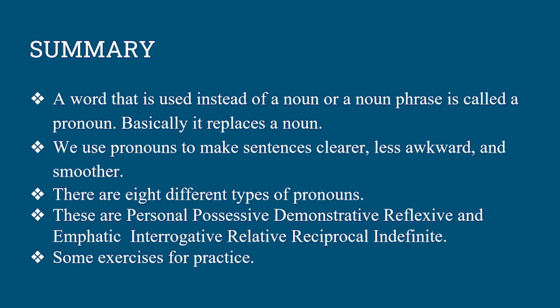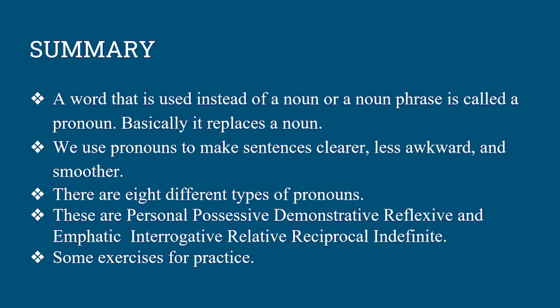Then we came to the different types of pronouns, which were personal, possessive, demonstrative, reflexive and emphatic, interrogative, relative, reciprocal and indefinite. Personal pronouns are used in place of the name of a person. Possessive pronouns are used to indicate that something belongs to you. Demonstrative pronouns, just like the name suggests, point out something specific. Reflexive and emphatic pronouns are where the action of a verb turns back on the subject.